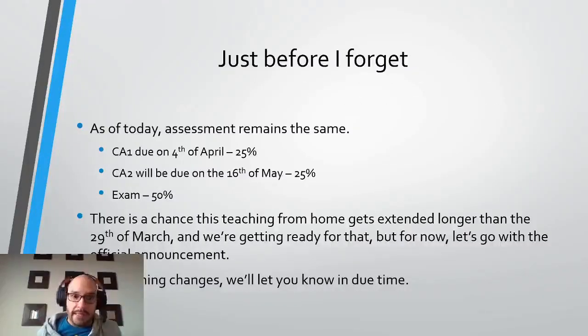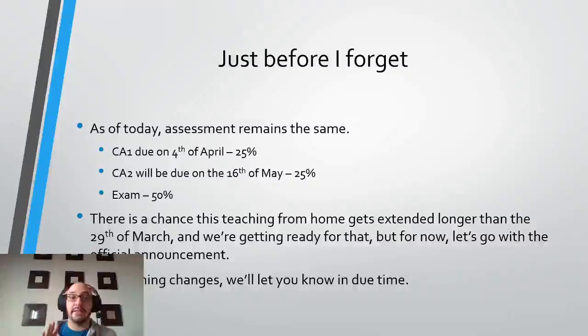Before I go with the class, I just want to mention a couple of things that I don't want to forget. The first thing is the assessment. As of today, the assessment will remain the same. So we'll have our first CA, which is due in a couple of weeks' time, on the 4th of April, which is worth 25%. We will have a second CA due on the 16th of May, which is another 25%, and we have an exam, which is 50% of your final grade.